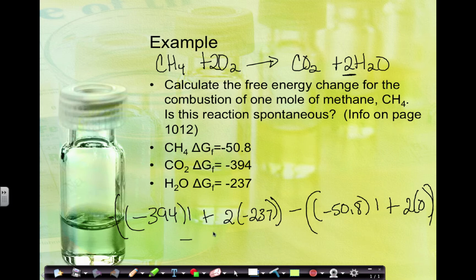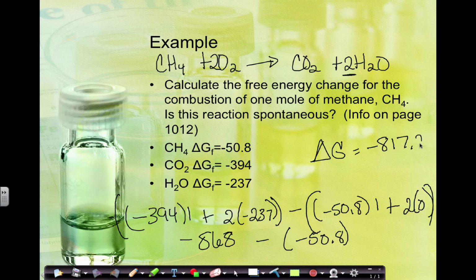Okay, so you get negative 868 here. And then here you'll get negative 50.8. So minus negative 50.8. You're going to get a delta G of negative 817.2. And, oh, units were not given here, but it's probably going to be in kilojoules per mole.